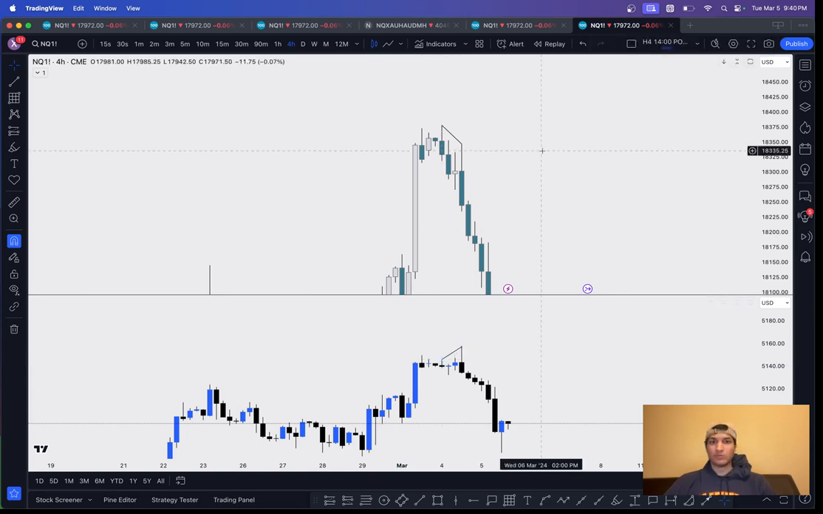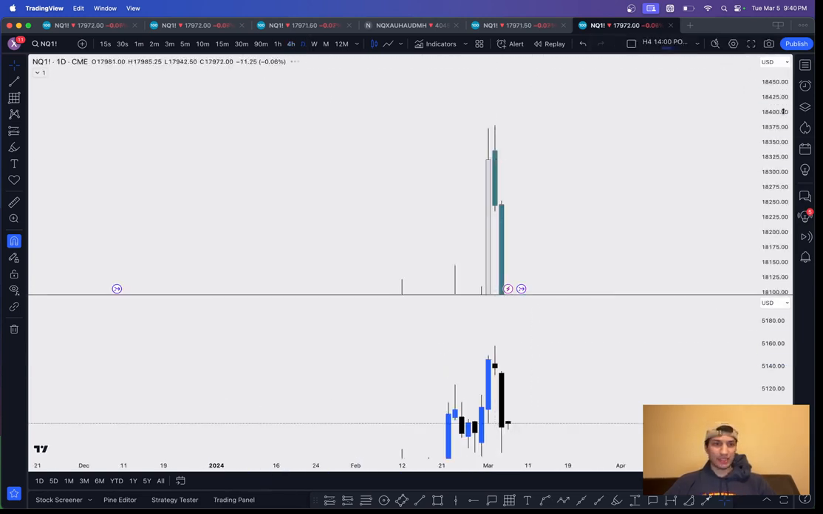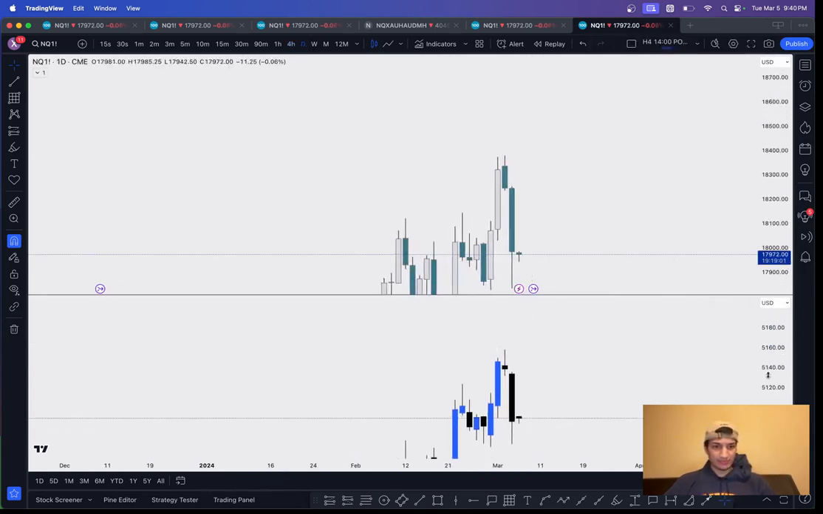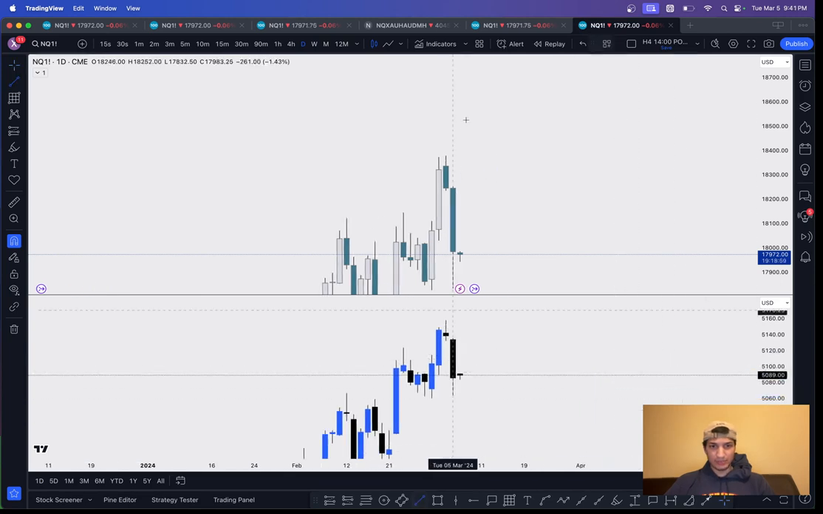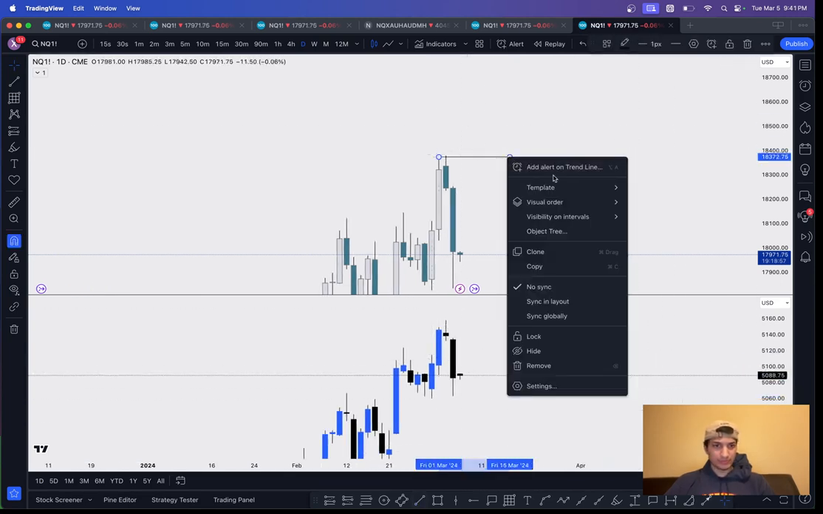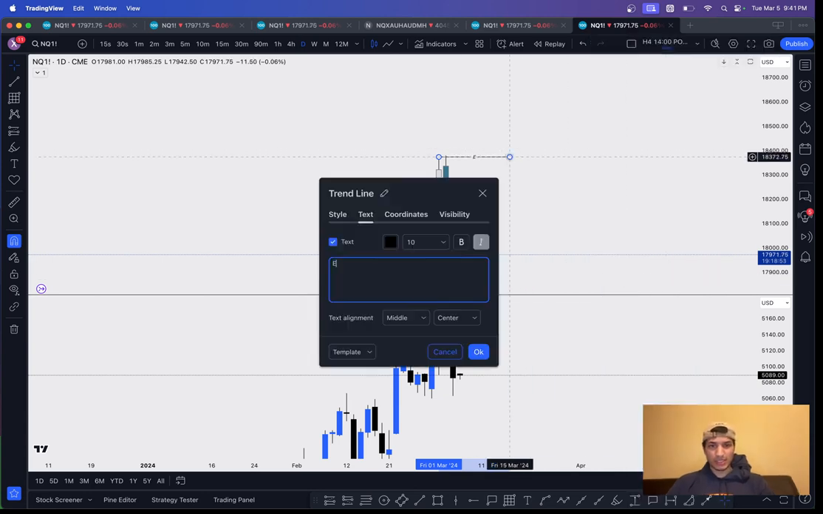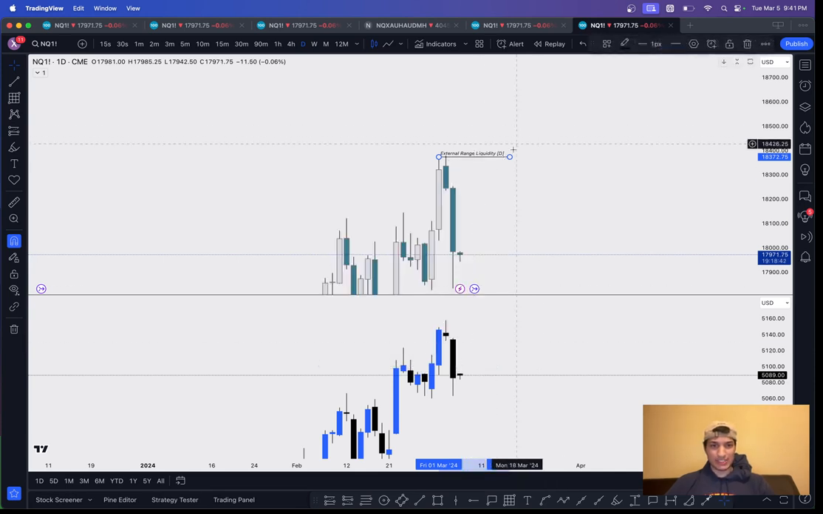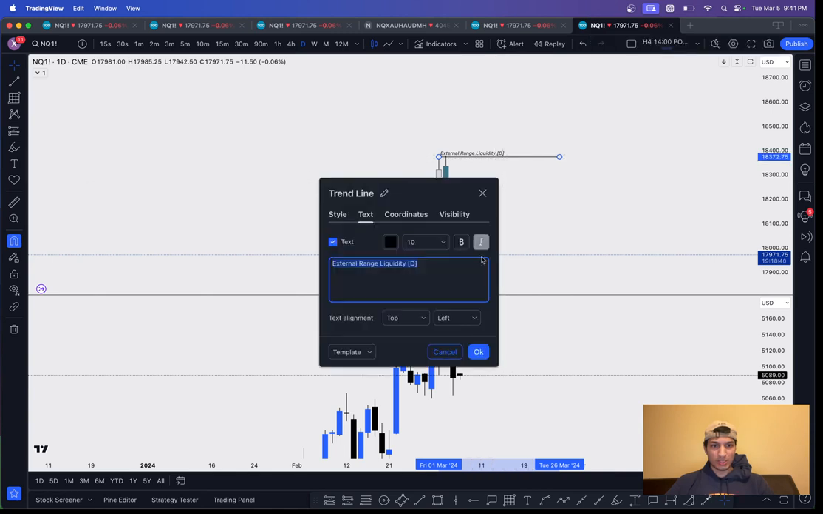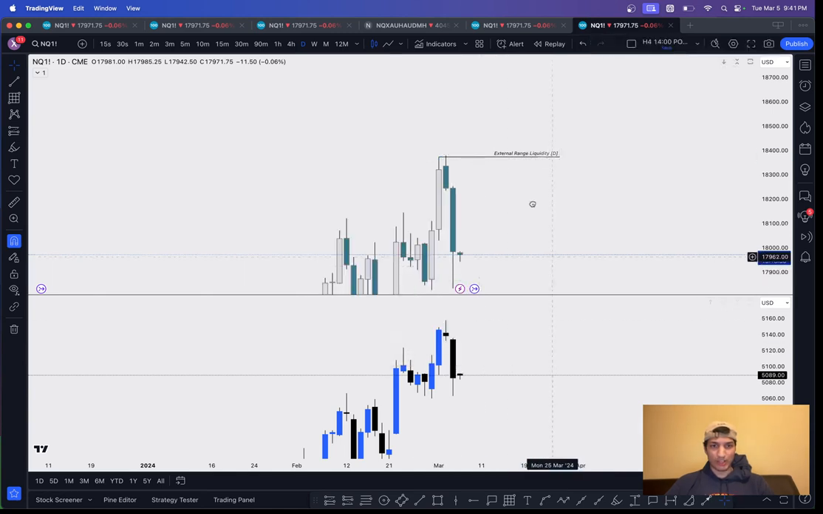Okay, so we've liquidated a daily high, the previous daily high. As you can see on Monday, we came in and we swept out this high. So this is going to be our ERL, I'll actually call this external range liquidity, and this is going to be on our daily chart. And as we know, after external range liquidity on the daily chart, the next expected move is going to be a move into internal range on the daily chart.